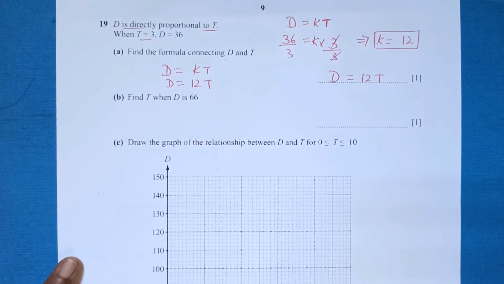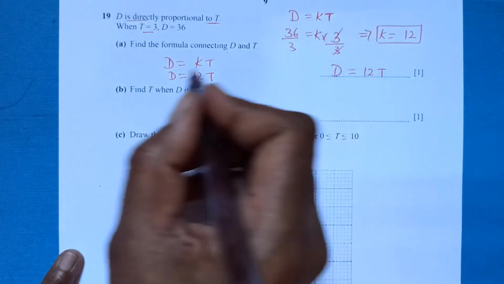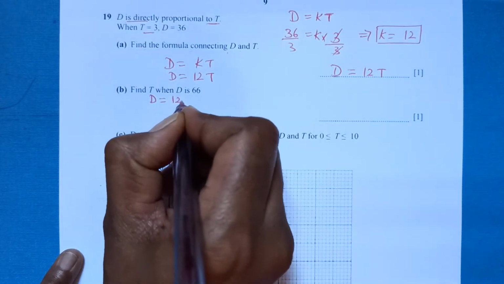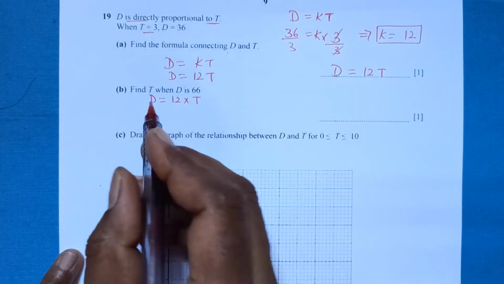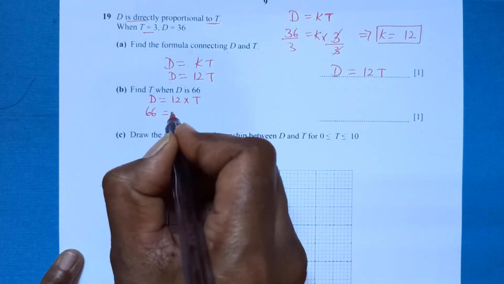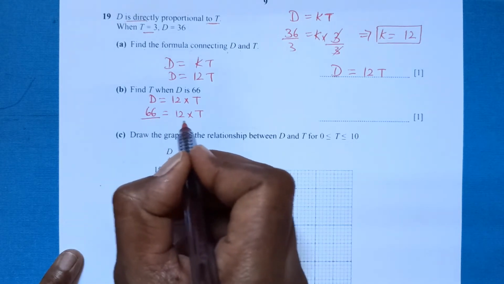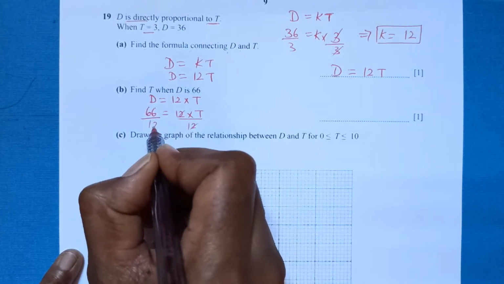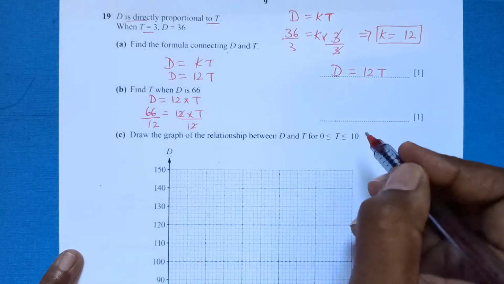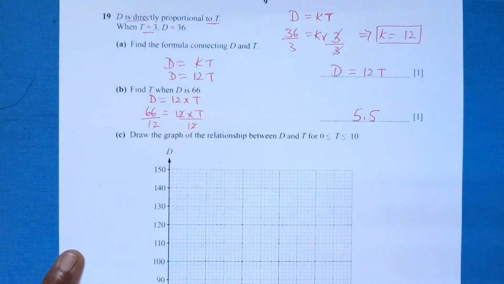Part B. Find T when D is 66. So now we have just found that D is equal to 12 times T. Find T when D is 66. Let's say D is 66 here. So this is 12 times T. So divide by 12 on both sides. So you will get the value of T, which is 66 divided by 12, that is 5.5.